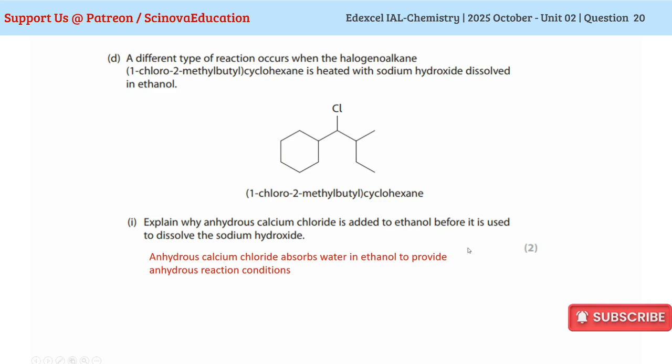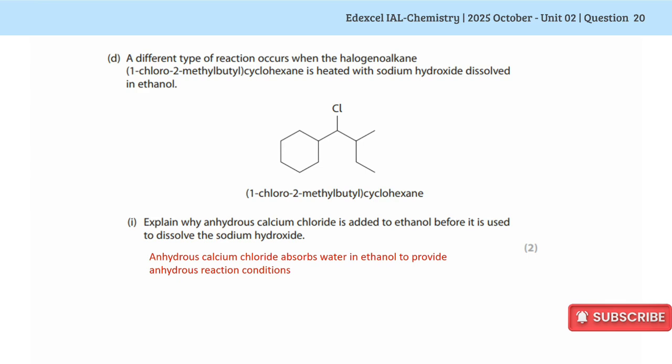The reason is, if water is there, instead of this expected elimination reaction that we are intending to do, we will get a substitution reaction where chlorine is substituted by OH. We don't want that. We actually want the elimination reaction to happen. Therefore, we are making the ethanol not containing any water.